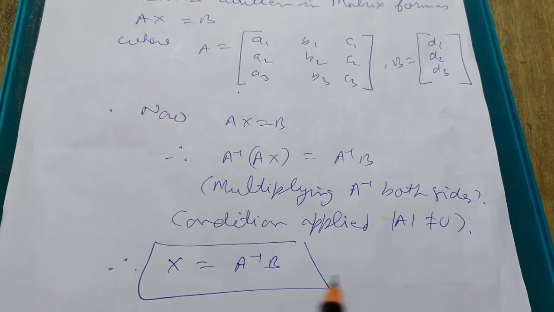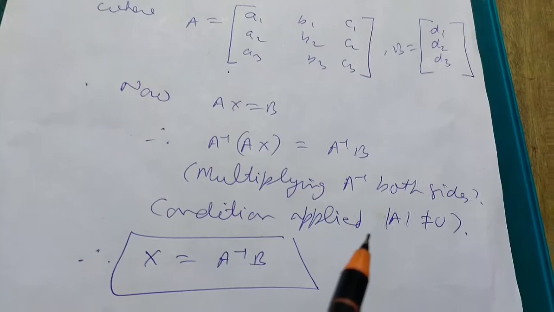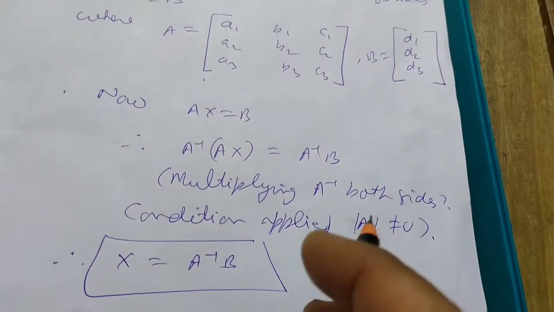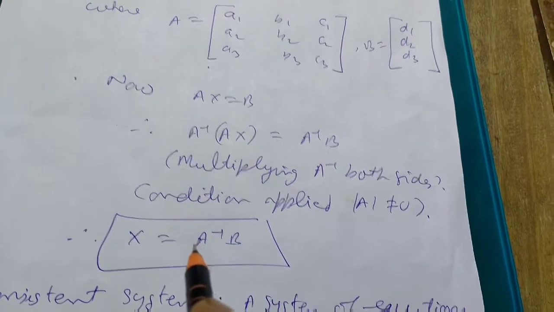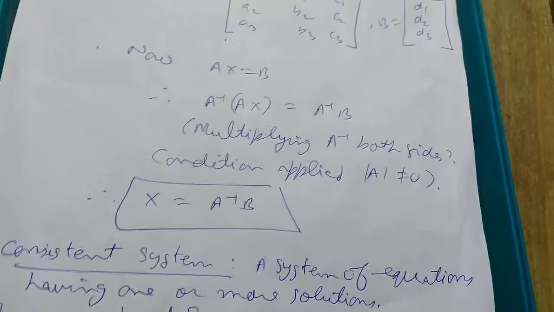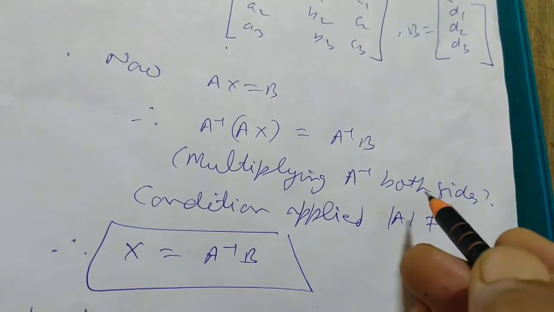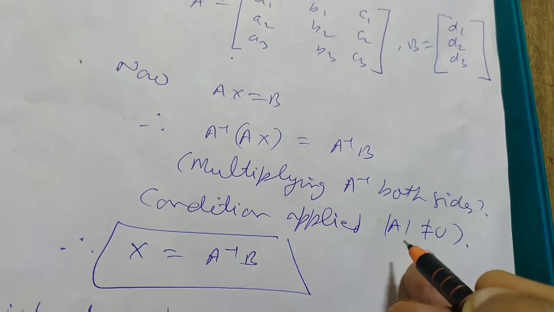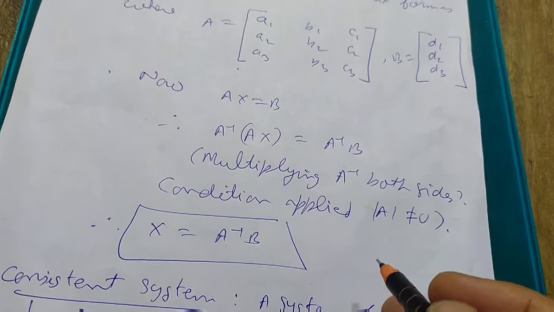Now we'll get X equal to A inverse B, and this is true only if determinant of A is not equal to 0, because we know that A inverse cannot exist if determinant of A is equal to 0. It is a very important thing. First of all, to find A inverse, you have to check the determinant of A. If determinant of A equal to 0, then definitely the inverse will not exist.